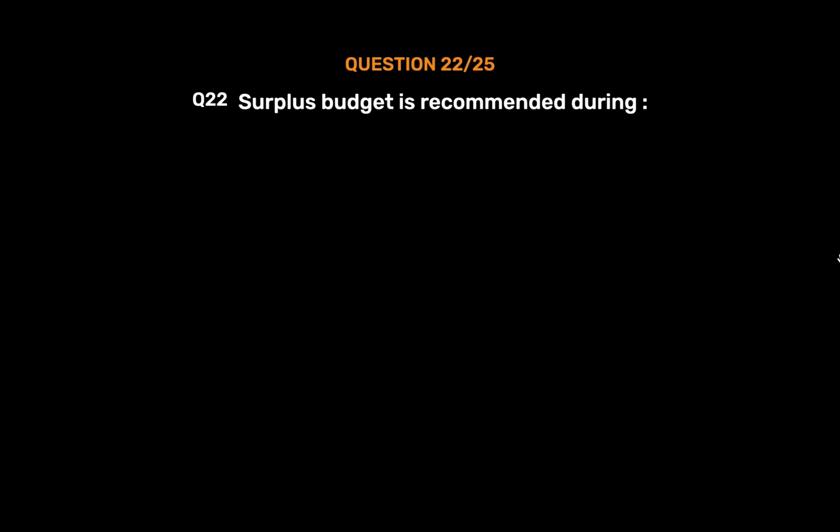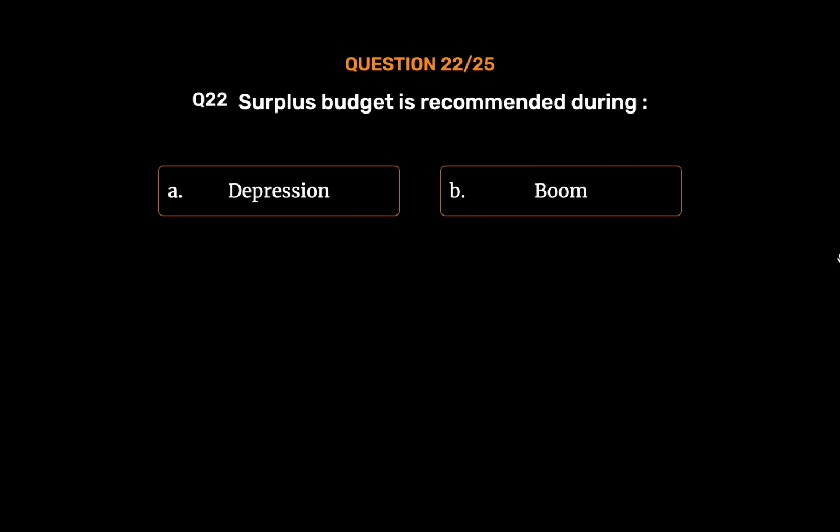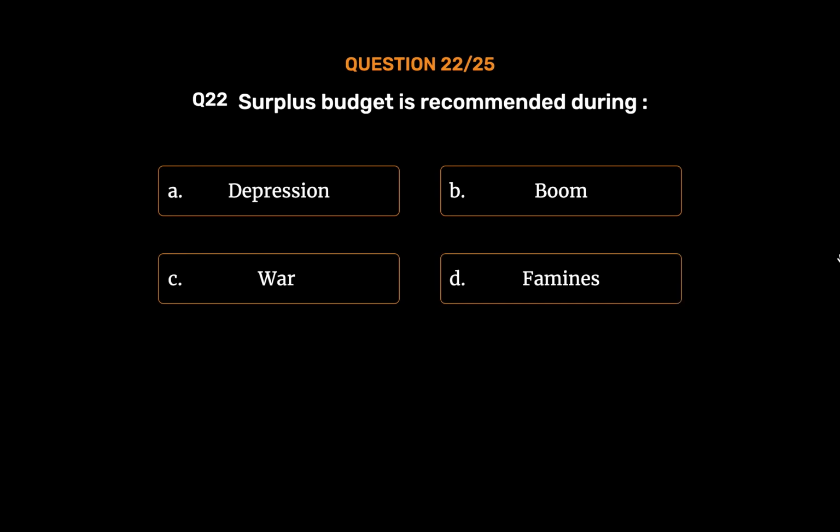Question number 22. Surplus budget is recommended during option A. Depression. Option B. Boom. Option C. War. Option D. Famines. The correct answer is option B.